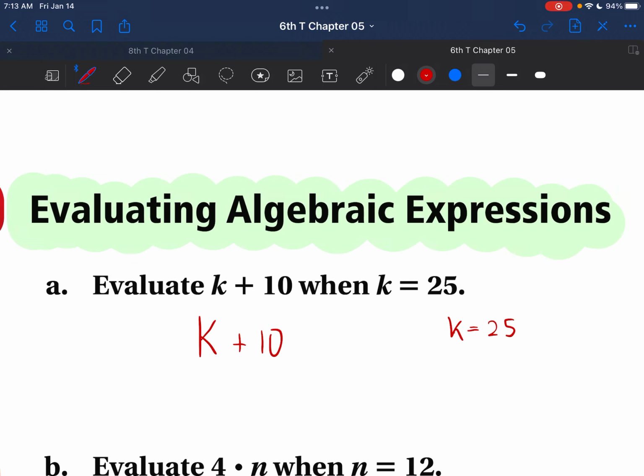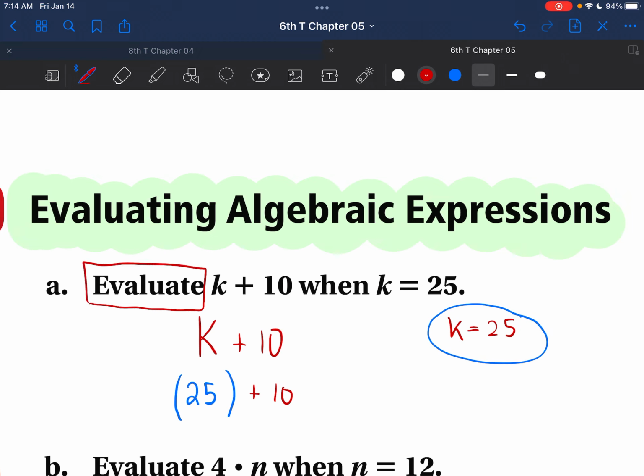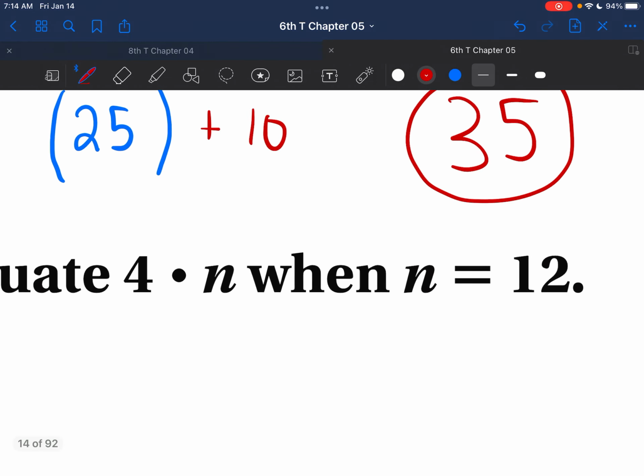So if we write this down, this is the correct way I want you guys to memorize on how to do this. You're going to put a parenthesis, and then instead of putting the letter K, we're going to substitute it with this. So what does K equal? K is equal to 25, and then rewrite the rest of the problem. So plus 10. Now, can we evaluate? Can we see if we can figure out this problem? Yes, we can. What is 25 plus 10? And that is going to give you 35.